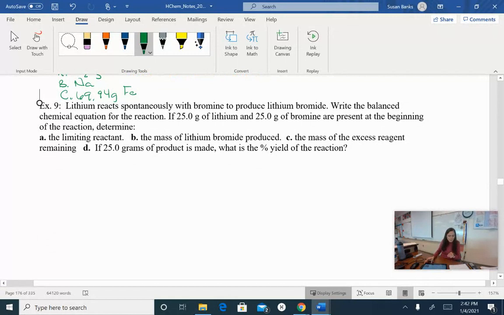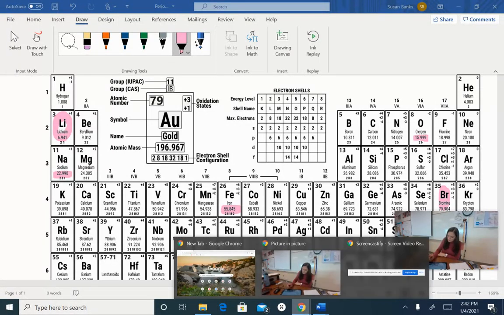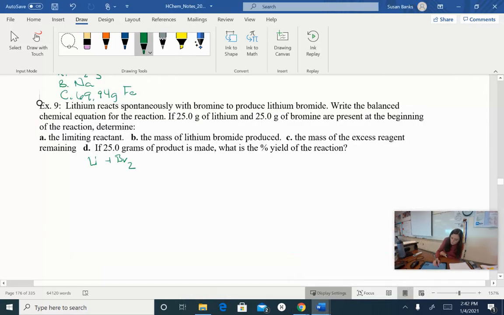So the first thing we've got to do is write a balanced equation. So we're going to start with lithium. Lithium is our metal. And if you remember, bromine is one of our Brinkelhoff gases, so it comes in groups of 2. Lithium is a +1, and bromine is a -1, so they're going to go together on a 1-to-1 ratio. So we will have lithium bromide.